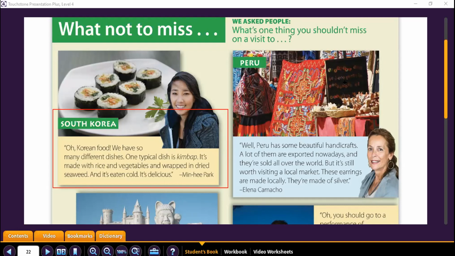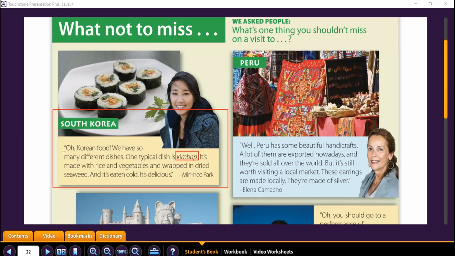Thank you. So this is what I was telling you guys. When you're going to explain something typical or something you can find just in this place, for example, in South Korea, they have the kimbap. You have to explain how is it made or how is it. ¿Sí?